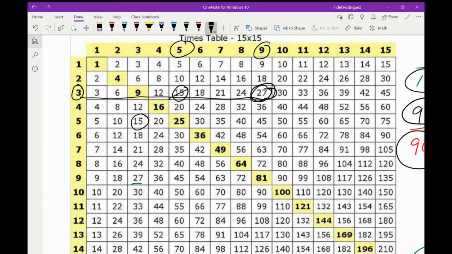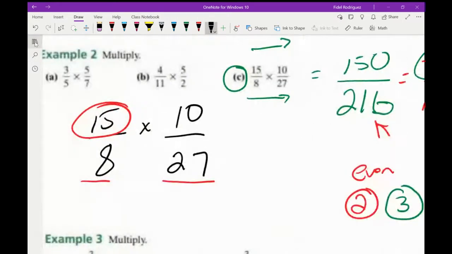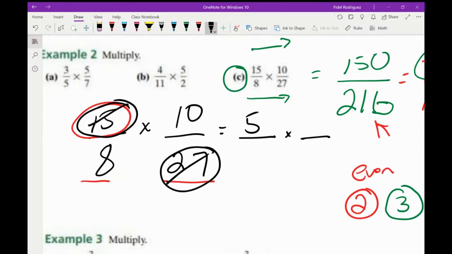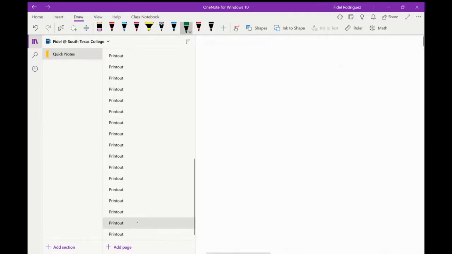So I'm going to come back to my problem that I had before. And I'm going to say, look, we're going to divide both of these numbers by 3. Okay? So when we took 15 and divided by 3, we got a 5. And when we took 27 and divided by 3, we got a 9. Okay? I'm going to do the same thing with my numbers 10 and 8. Okay? So I'm going to use my table one more time. Give me 1 second, guys.